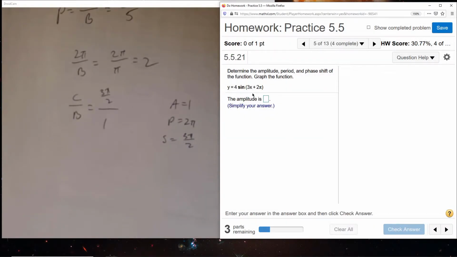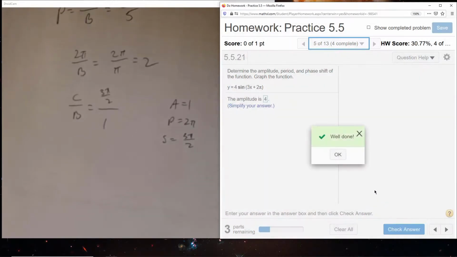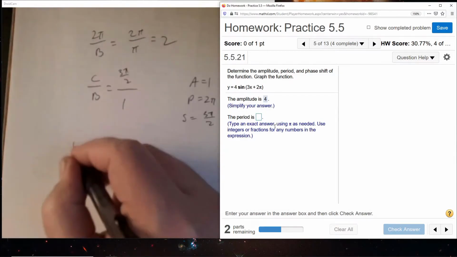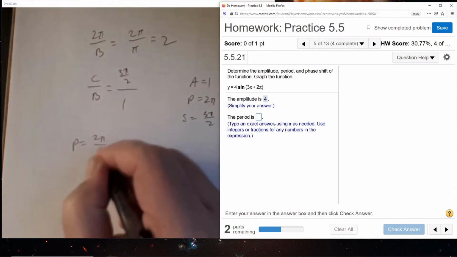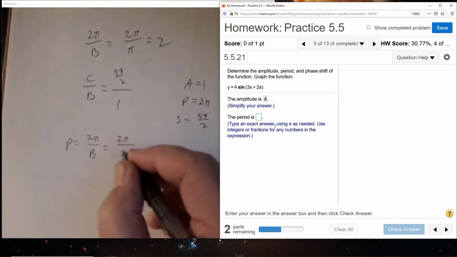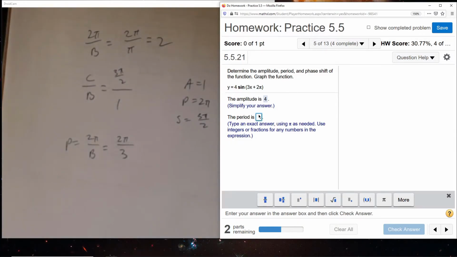So, determine the amplitude. Well, the number multiplying sine is 4. That's the amplitude. The period, remember period, is 2 pi over b. And if we look here, b is 3. So the period is 2 pi over 3.